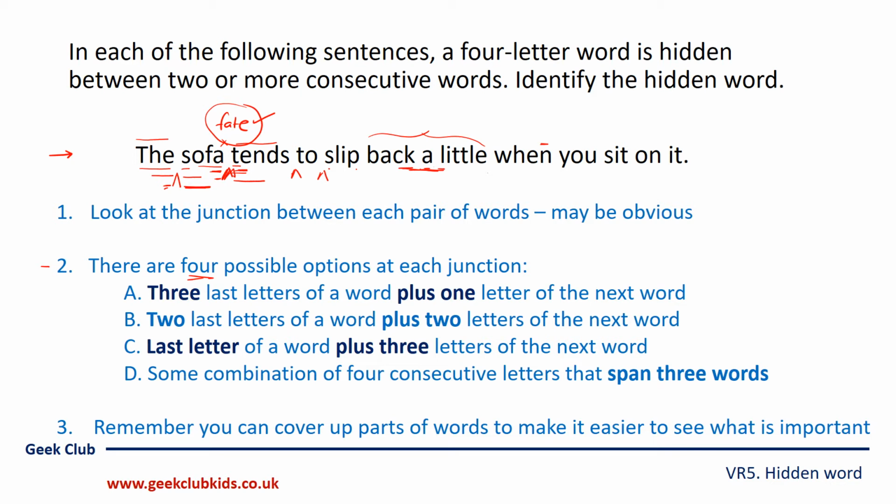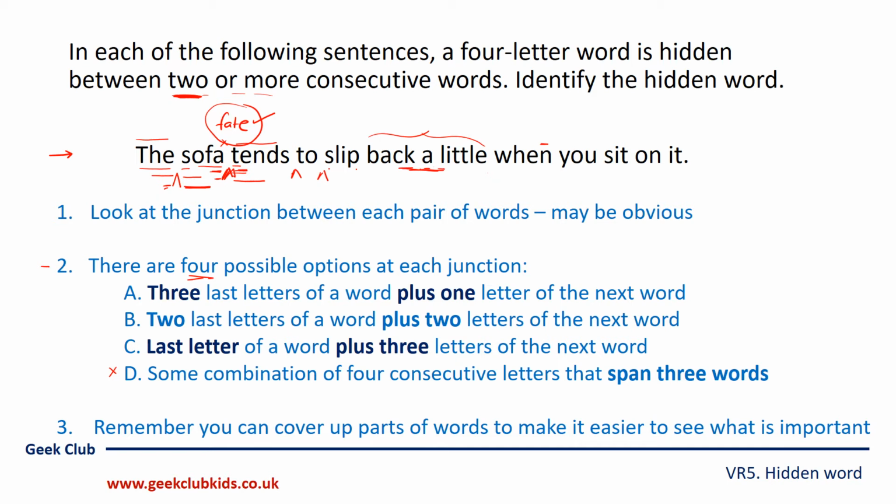Sometimes in the question, it will clearly say that the hidden word is only between two words. This question says the hidden word is between two or more consecutive words. But if it does only say two words, then you don't need to worry about looking at four-letter combinations that span three different words.